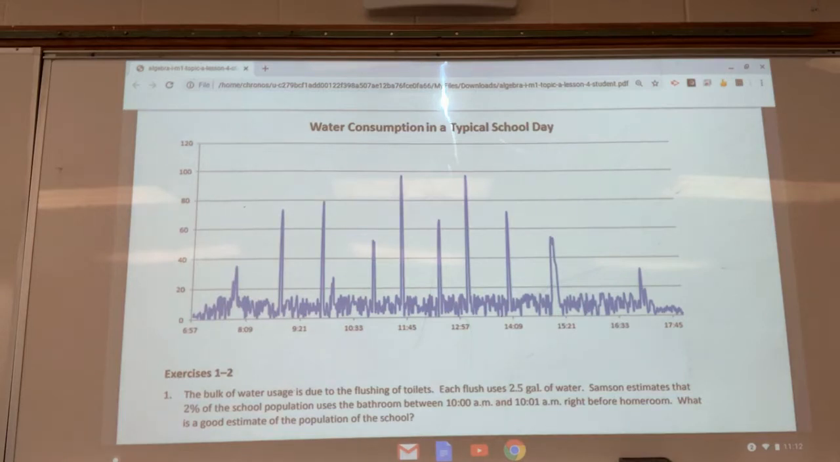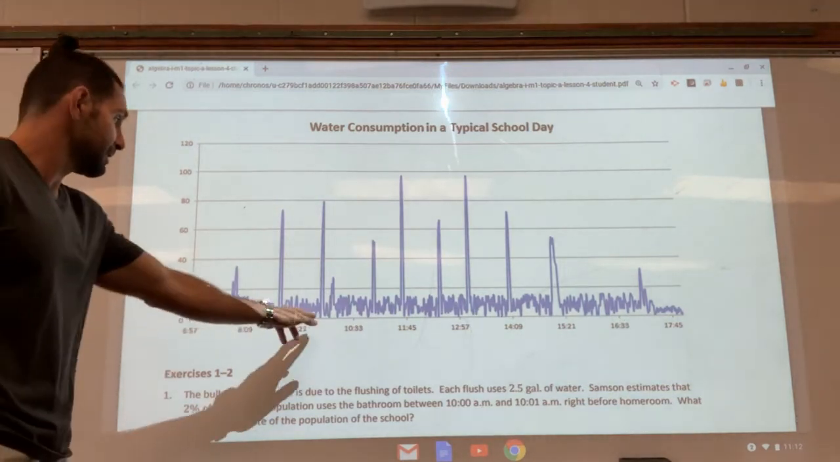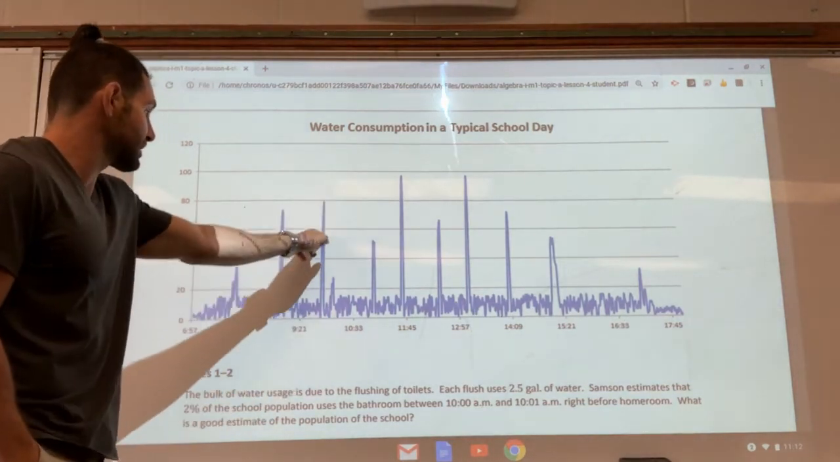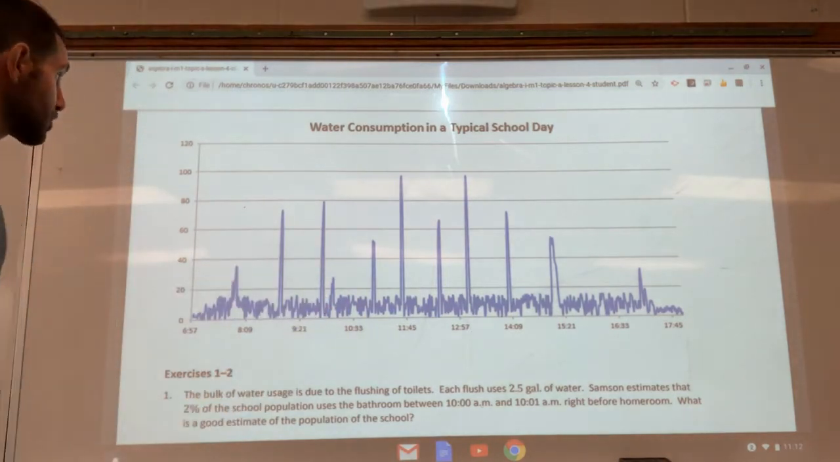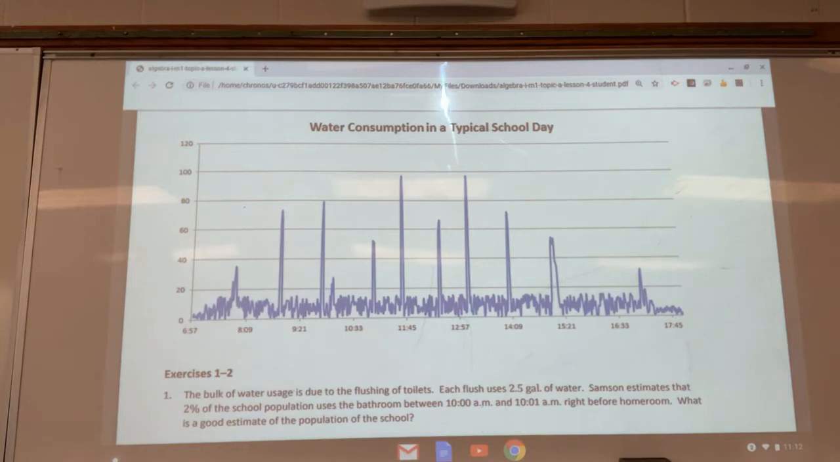It says the bulk of water usage is due to the flushing of toilets. Every single flush takes 2.5 gallons of water. Samson, strong name, love it, estimates that 2% of the school population uses the bathroom between 10 and 10:01, which we're going to assume is this spike. Okay, that's 2% of the school population. What is a good estimate of the population of the school?